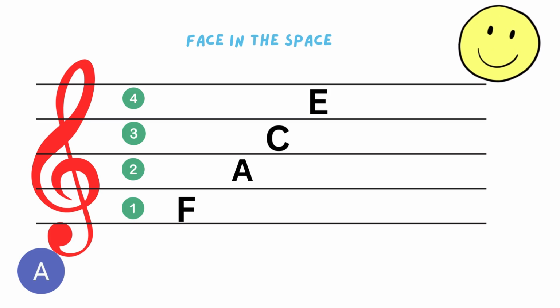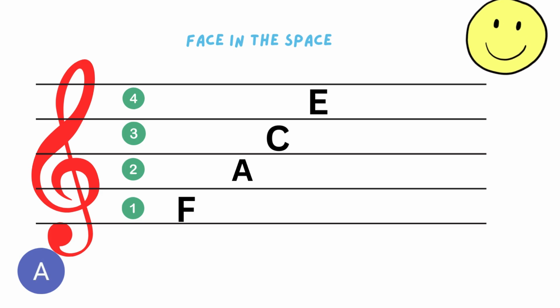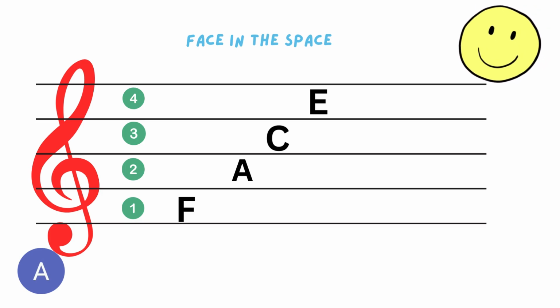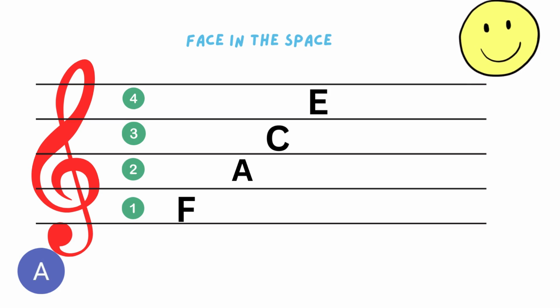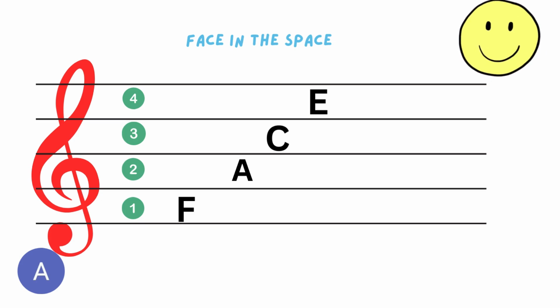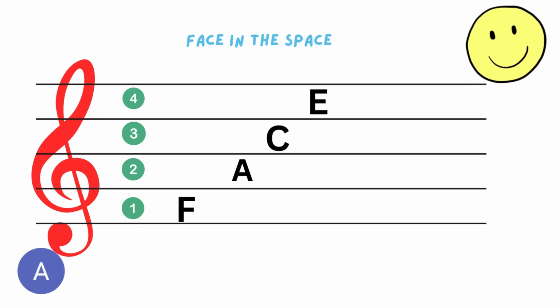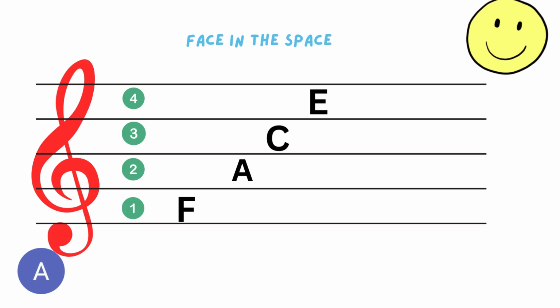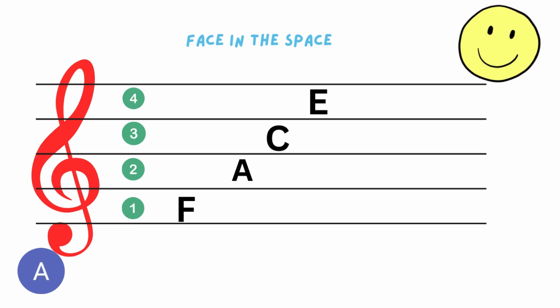All right, so when we are learning the notes on the spaces, it's actually kind of easy because if you can remember FACE in the space, then you have all the note names for the spaces on the treble clef. If we look at space 1, we have an F. If we look at space 2, we have an A. If we look at space 3, we have a C. And if we look at space 4, we have an E.